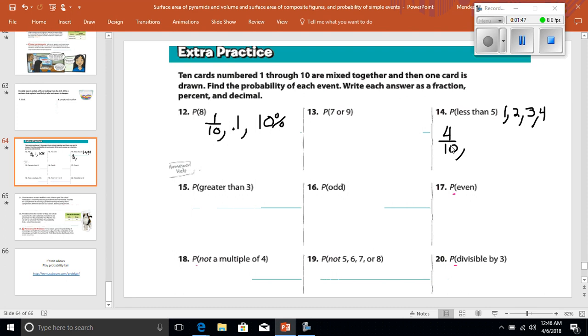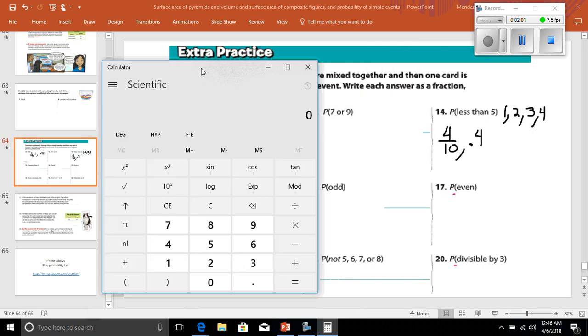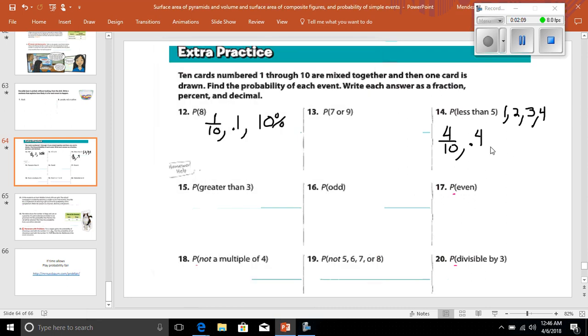Well, 4/10, of course, is the same as saying 0.4. And we'll show that on the calculator for those that are skeptical. If we take 4 and divide it by 10, we see that we get 0.4. Now, if we move the decimal over twice, we see that we have a 40% chance that it will be 1, 2, 3, or 4. In other words, cards that are less than 5.